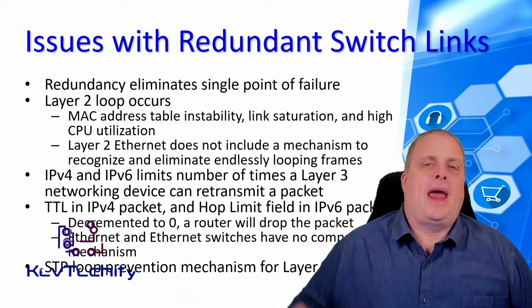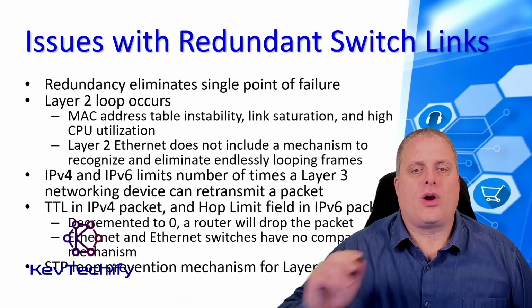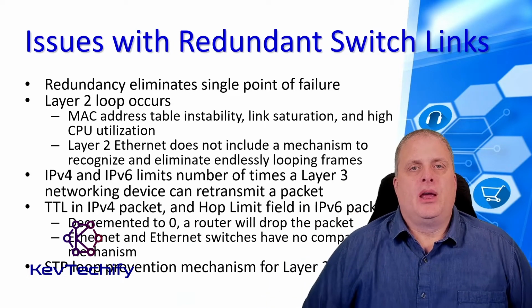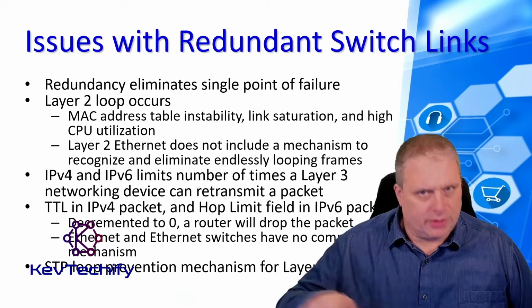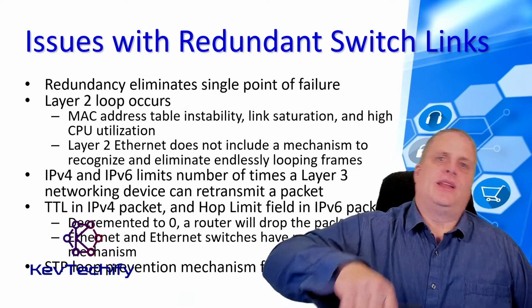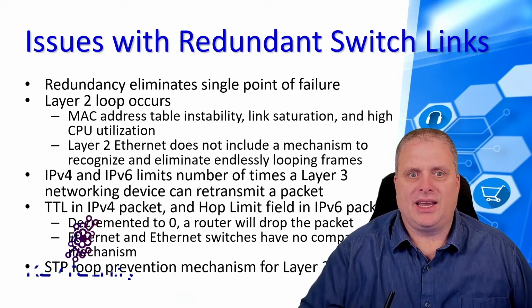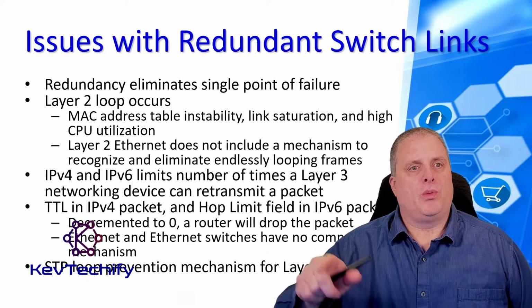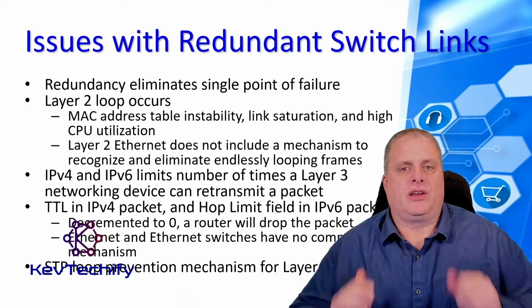When this loop happens, we have some problems. We get some MAC address table instability because this data is circling around, and the switch sees the packet once and adds in the information. And then it loops around again and we see it again. And so now we add in, well, that packet came from here, but we just sent it out here, and it's starting to get confused.